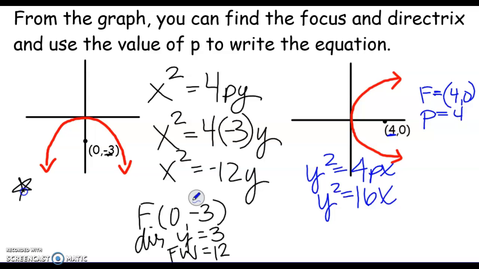So my focus was (4, 0), my p was 4. My directrix would be an x equals line, x equals -4. And my focal width, 16. So I go up 8, down 8. There you have it. That was quick.